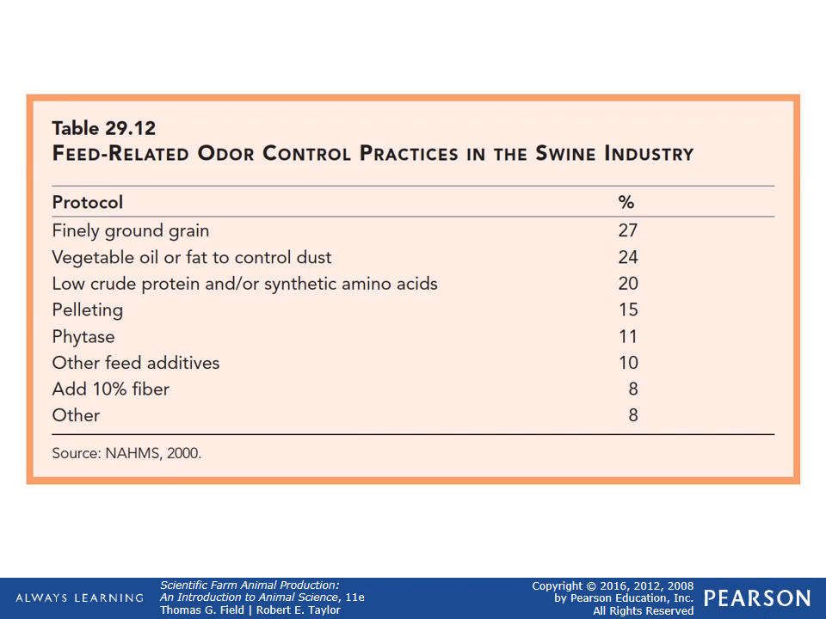Finely ground grain can be very, very dusty and sometimes carry more odor. When you add vegetable oil or fat, that helps knock down some of that dust. Dust is what carries a lot of odor a lot of different places. So obviously pelleting comes into play and helps a little bit with that as well.